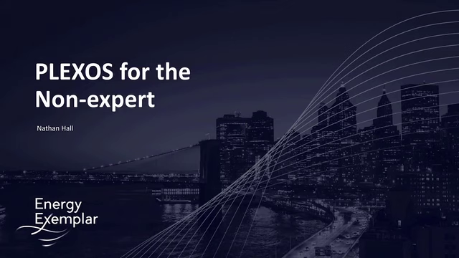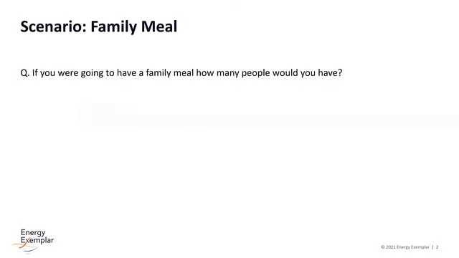What we're going to try and do here is, by starting with a small everyday example, explain what Plexos does on a fundamental level. Once we've got that, we're going to add layers of complexity so that by the time we've finished in this particular scenario, there's only a small step between what we've got and what people use Plexos for on an everyday level. Our starting point is going to be a family meal.